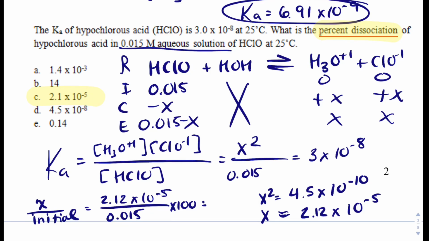I get 0.14, which is a little bit low, but that's what my math tells me. So this must be a pretty weak acid. So this is a real answer, E.